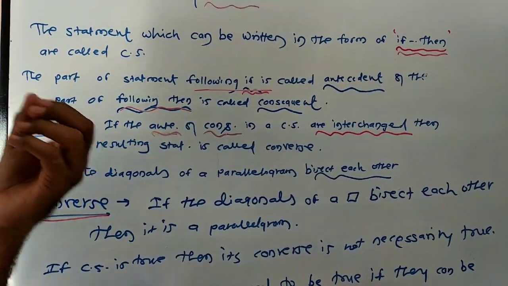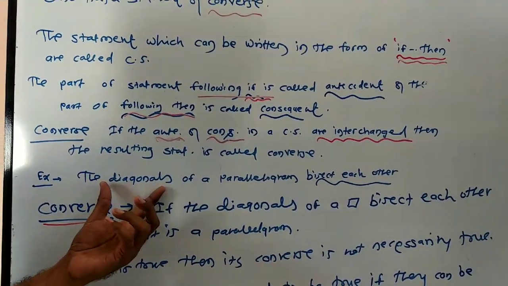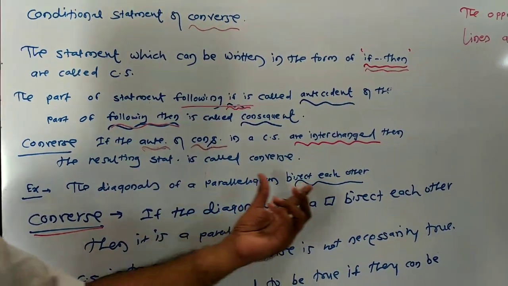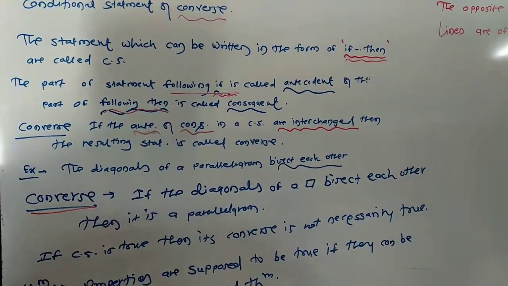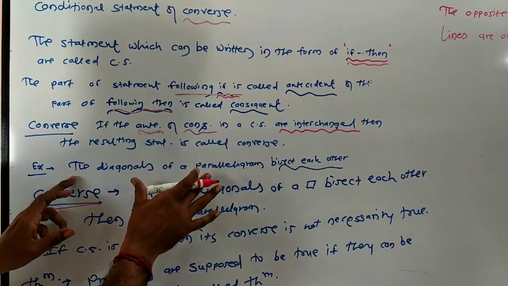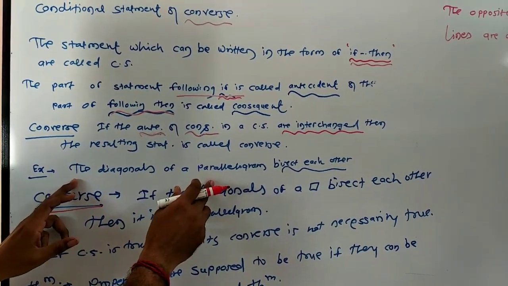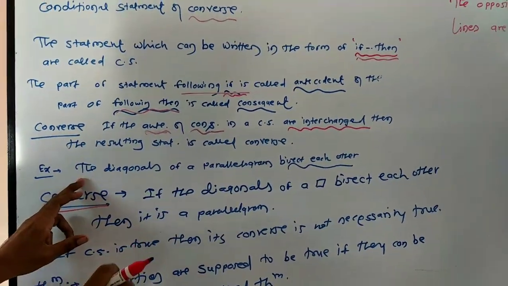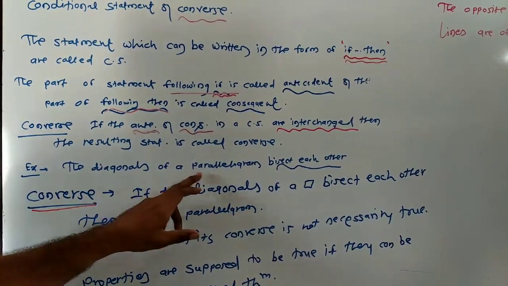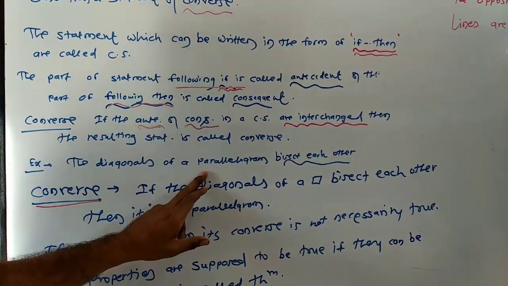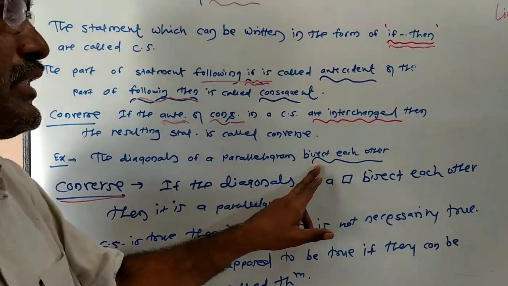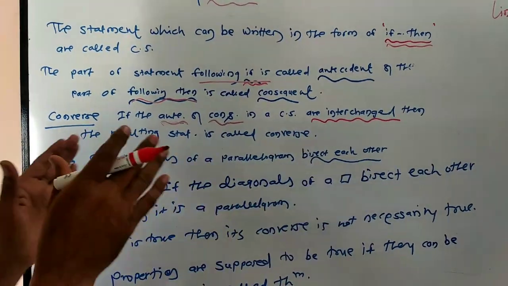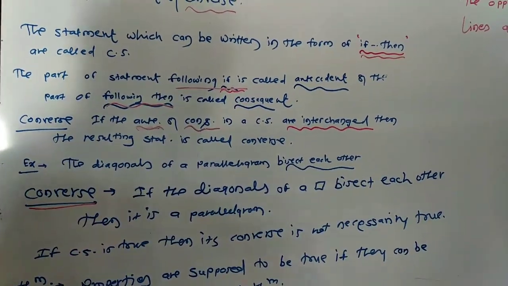Now we take one example. The diagonals of a parallelogram bisect each other. Now what is its conditional statement? If any quadrilateral is a parallelogram, then its diagonals bisect each other. This one is its conditional statement.